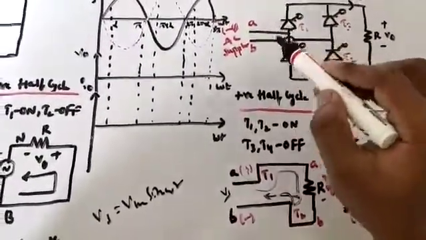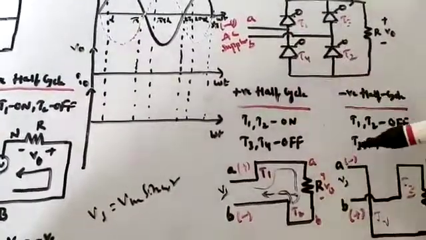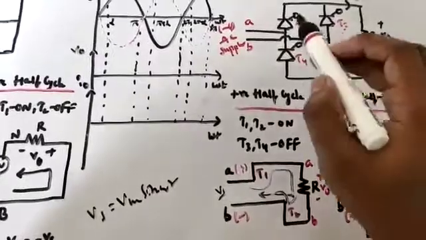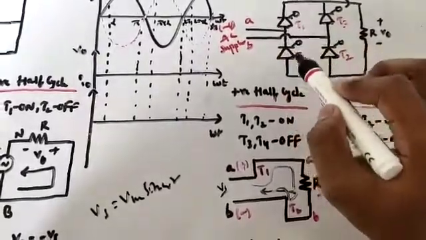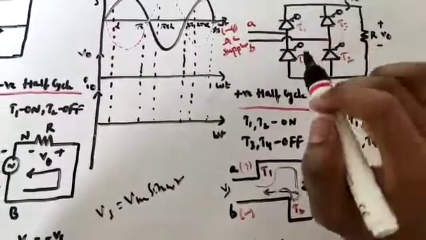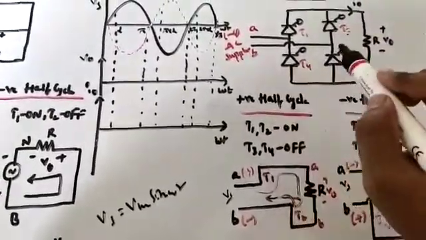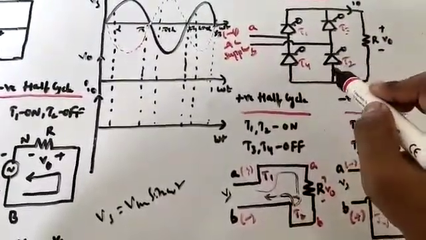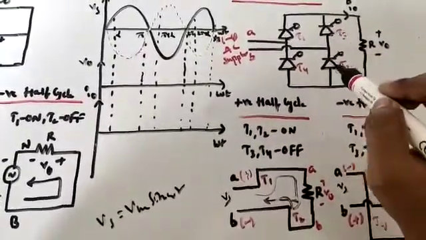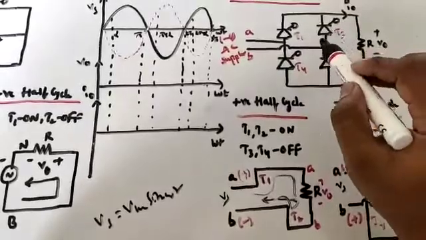Similarly, in the negative half cycle, T1 and T2 are in the off position. In the negative half cycle, A is negative and B is positive, as represented here. When A is negative, this negative is connected to T4, so T4 is going to be on, and this negative is connected to the anode of T1, so T1 is going to be off. B is positive, so T2 is going to be off, and positive to the anode of T3, T3 is going to be on.